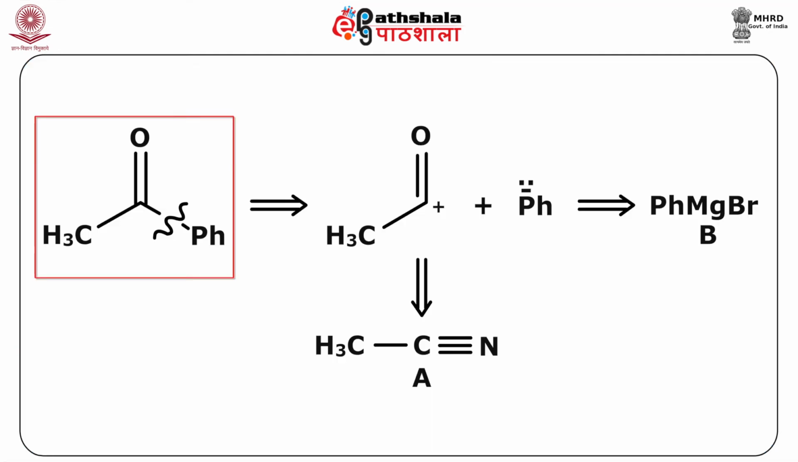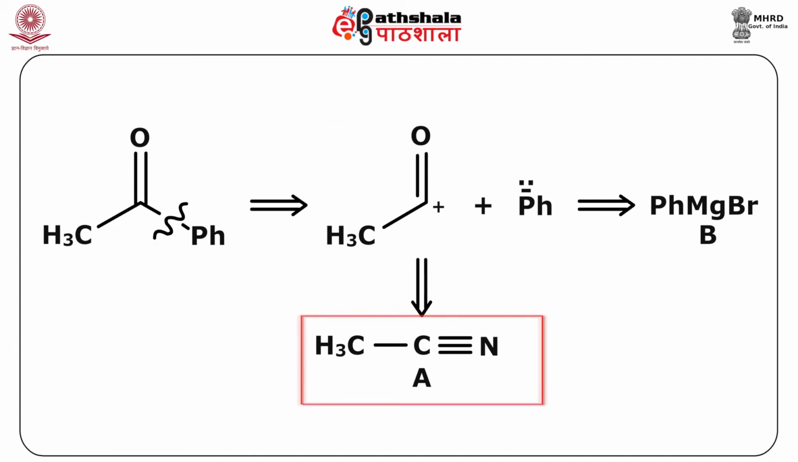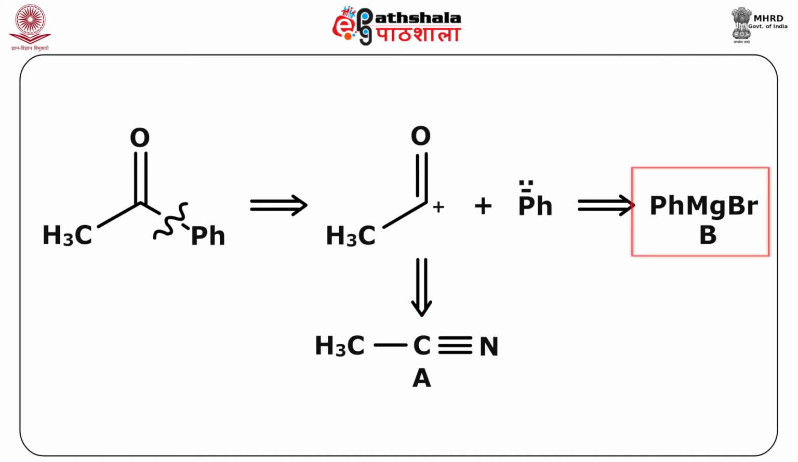Retrosynthetic analysis. Acetophenone, or 1-phenylethan-1-one, or methyl phenyl ketone, undergoes a heterolytic cleavage of the carbon-carbon bond, where one carbon is the carbonyl carbon, leading to the formation of a carbocation and a carbanion. The cation portion can be traced back to a nitrile and the carbanion to the Grignard reagent. Hence, we have two precursors, A and B, which can be used in the synthetic route for the formation of the desired product.